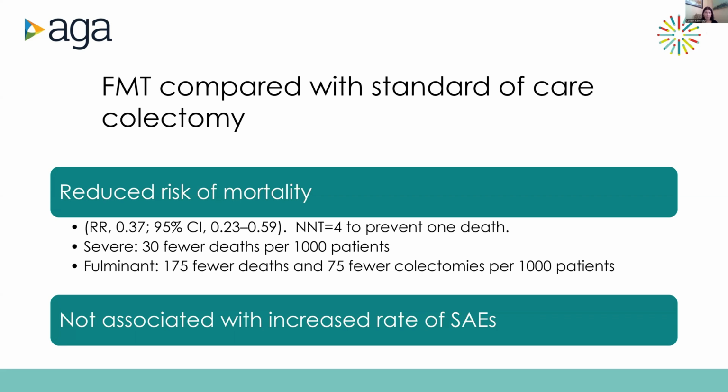This translates to about 30 fewer deaths per 1,000 patients treated when you're talking about severe infections. And when you're talking about the sicker, more fulminant infections, I have 175 fewer deaths per 1,000 patients and 75 fewer colectomies. And there was not, in this review, an associated increased risk of SAEs in this population.